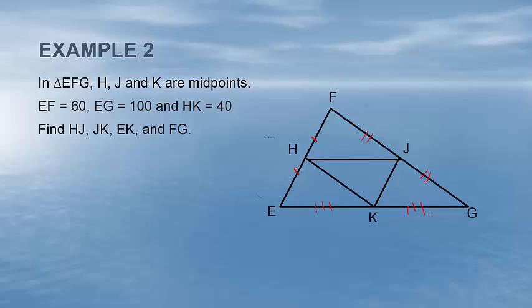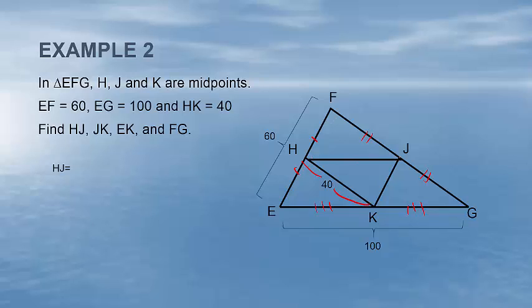EF is 60, so we're going to mark that as 60. EG is 100. And H to K is 40. You are to find the distance from H to J, J to K, E to K, and F to G. So let's start with H to J.